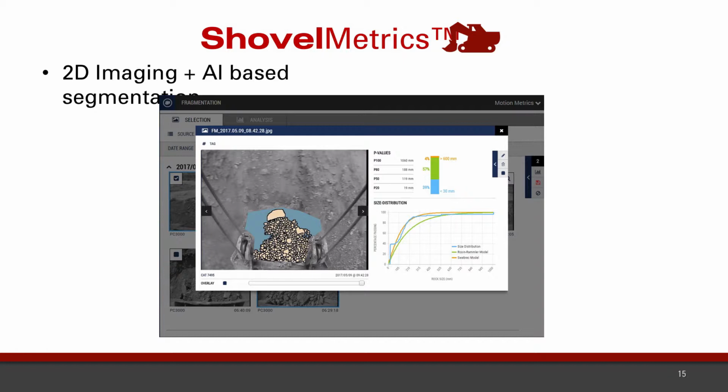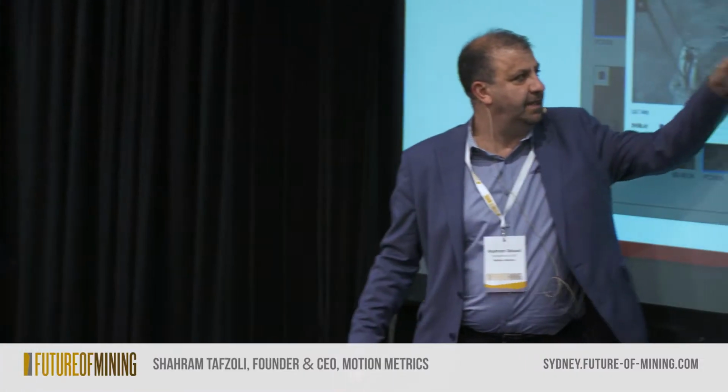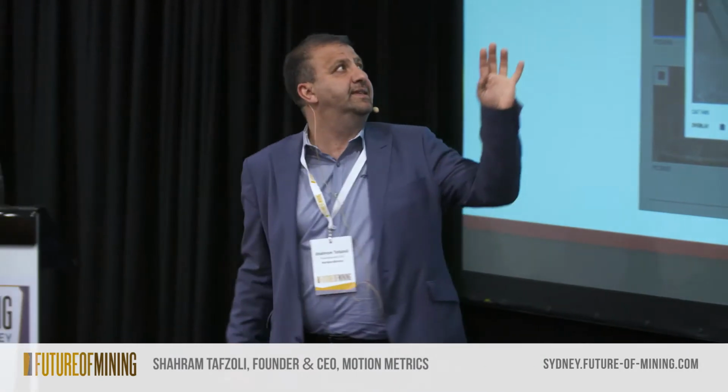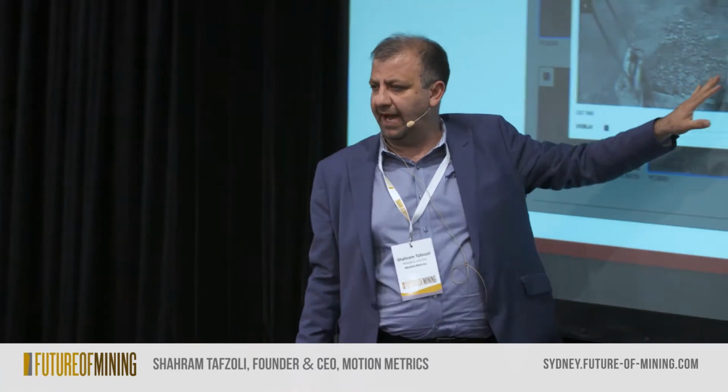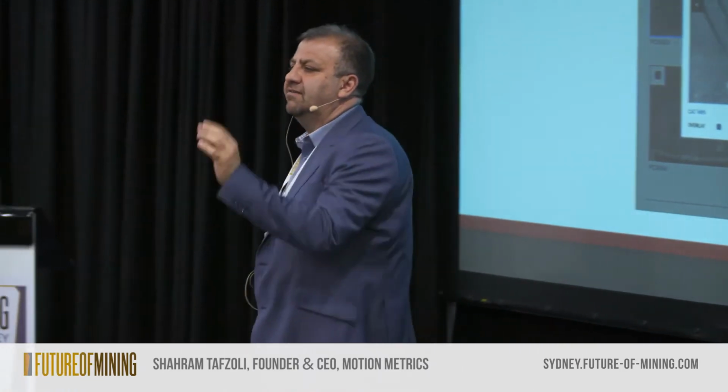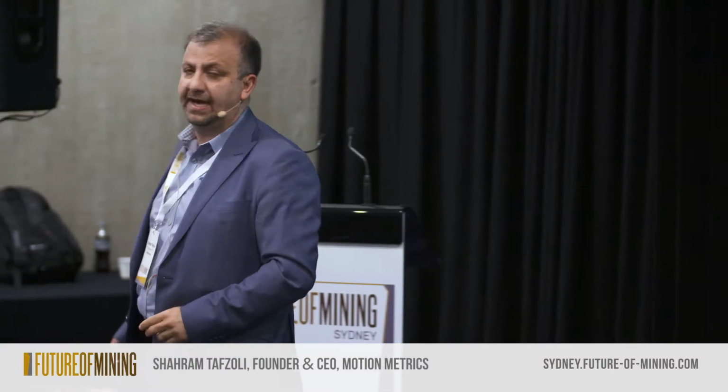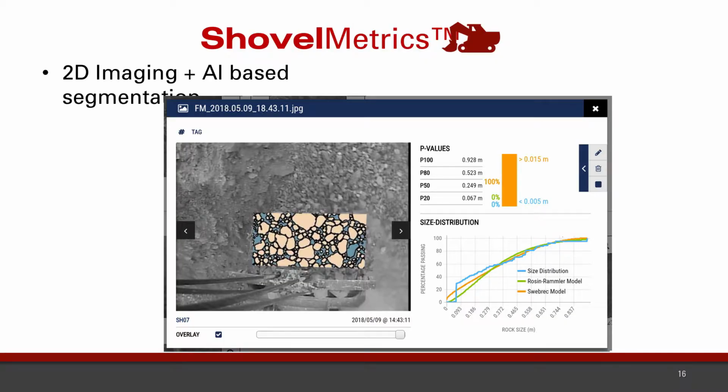I'll go back a little bit. We use the width of the bucket on that one. So this is 2D imaging plus AI. We do have plans to add 3D imaging there. So again, sense everything in 3D because you can add accuracy. Let me show you another one. I used one of the images yesterday.